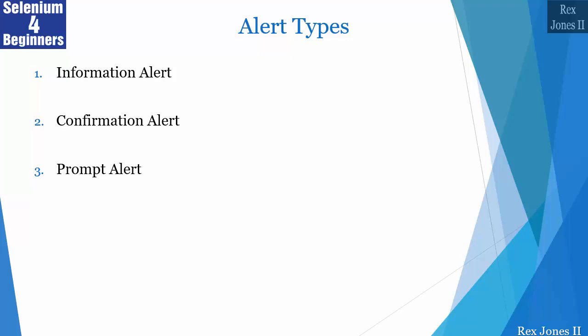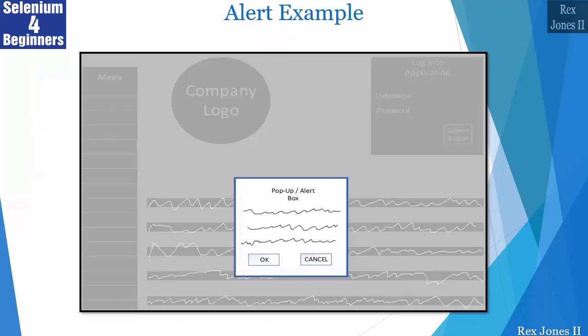The information alert displays information to the user with only one button. A confirmation alert has information with two buttons, and a prompt alert receives inputs from the user. Here's an example of a confirmation alert. Do you see how the background is gray?